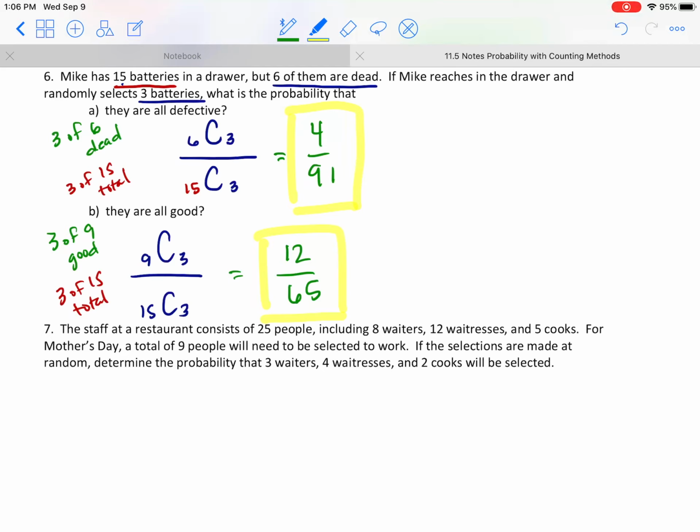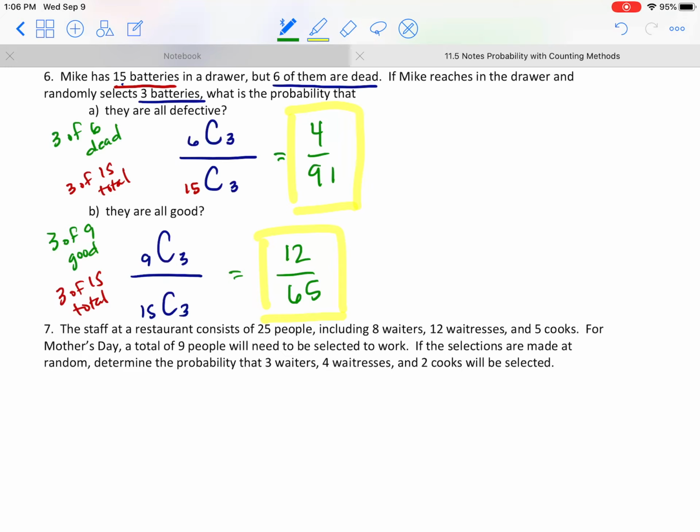All right, we've got one left to give a shot here. For the last problem, if you're feeling pretty good about this, pause the video, give it a try, see if you can figure it out. The staff at a restaurant consists of 25 people, including 8 waiters, 12 waitresses, and 5 cooks. For Mother's Day, a total of 9 people will need to be selected to work. If the selections are made at random, determine the probability that we have 3 waiters, 4 waitresses, and 2 cooks selected.